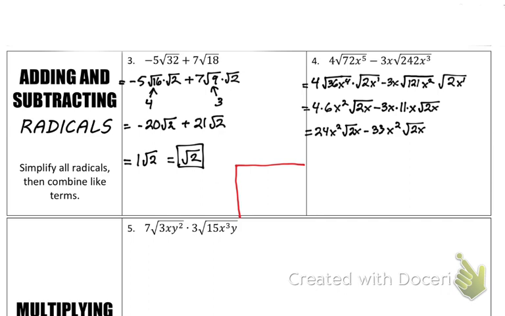As long as you have numbers in front of the exact same thing, you can add or subtract. So once again, as long as it's the same thing, which it is, I can add or subtract. So we're just going to have a negative 9 x squared square root of 2x.